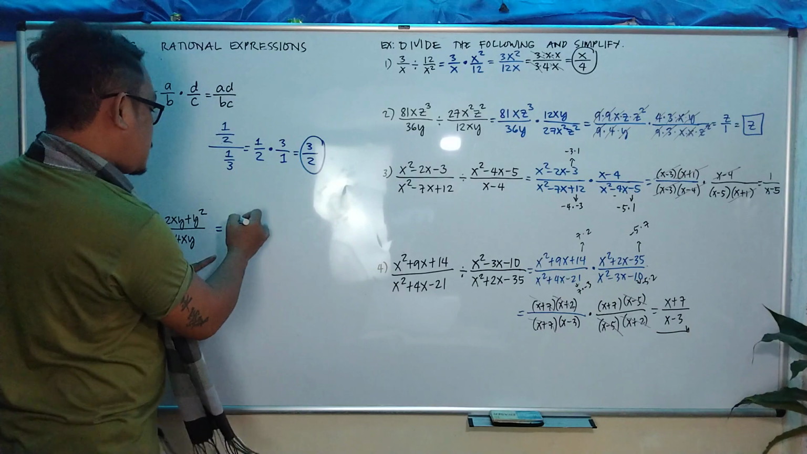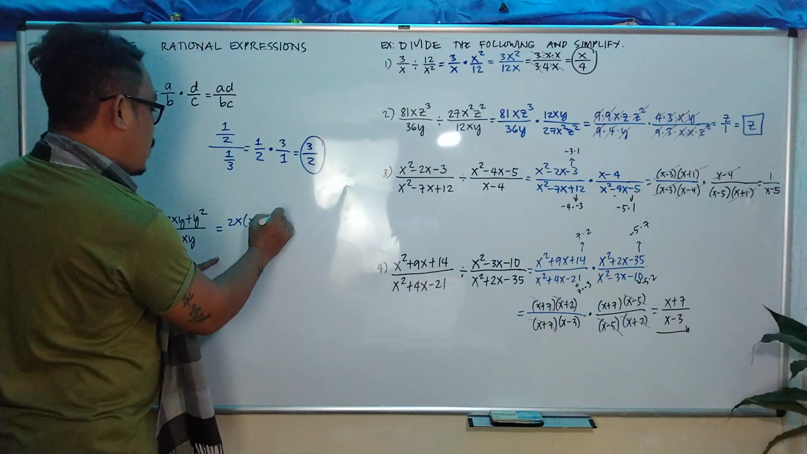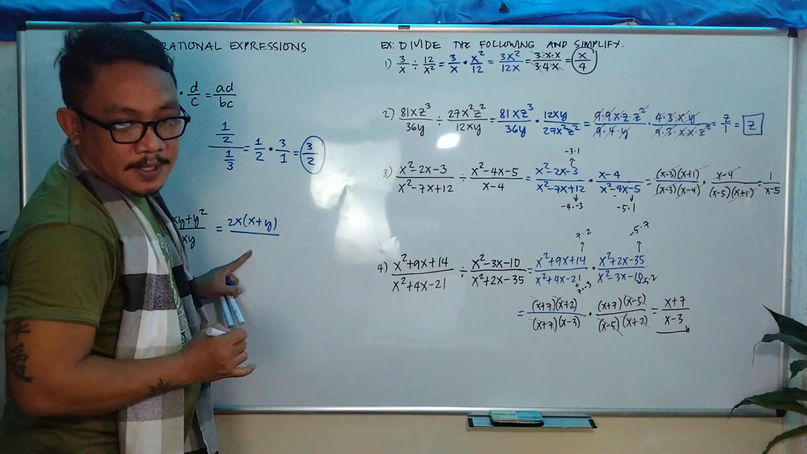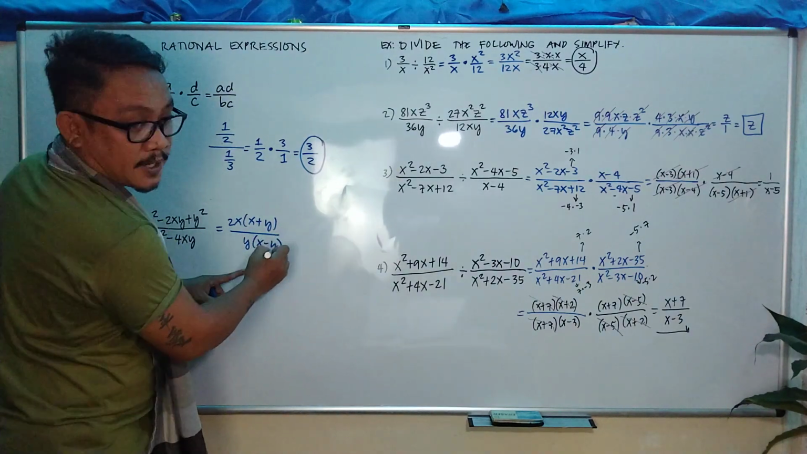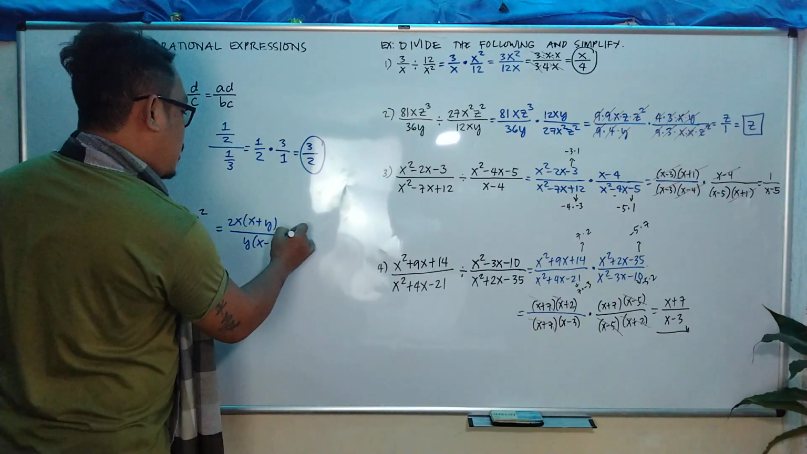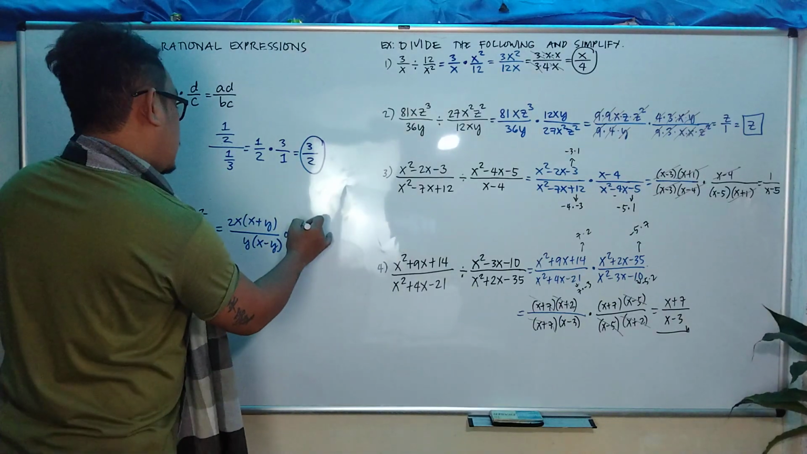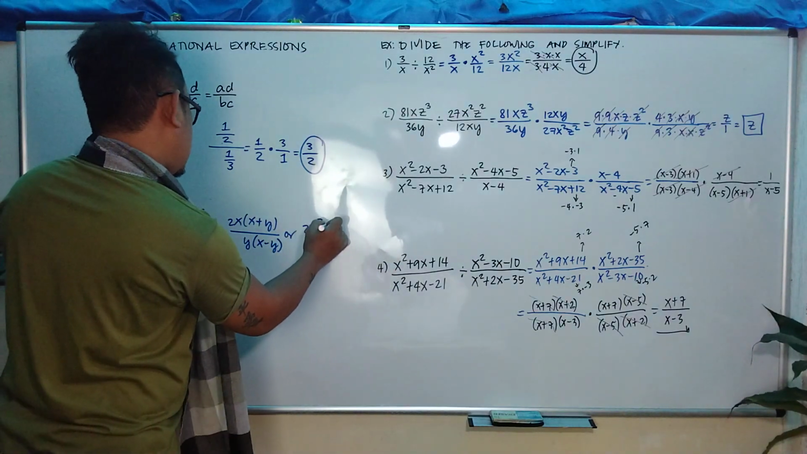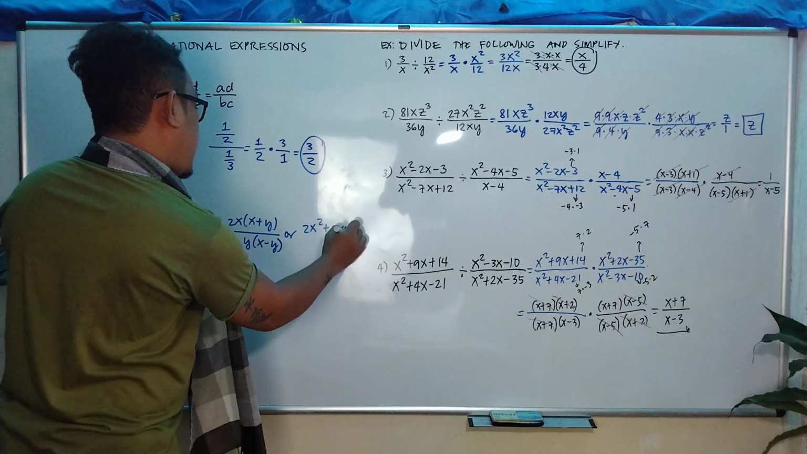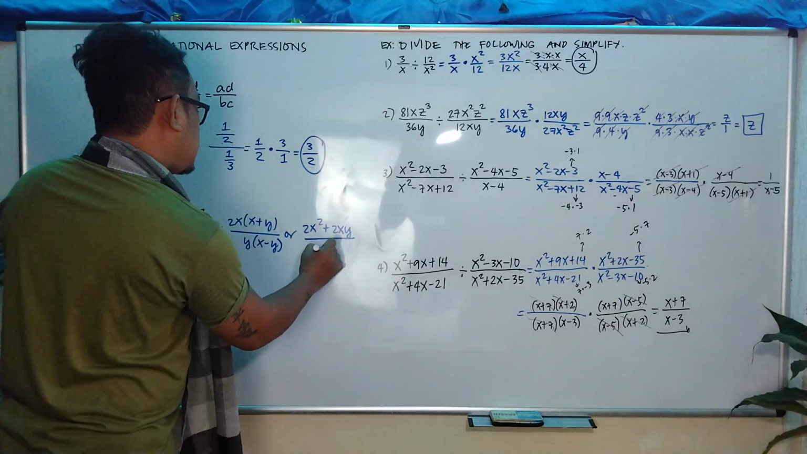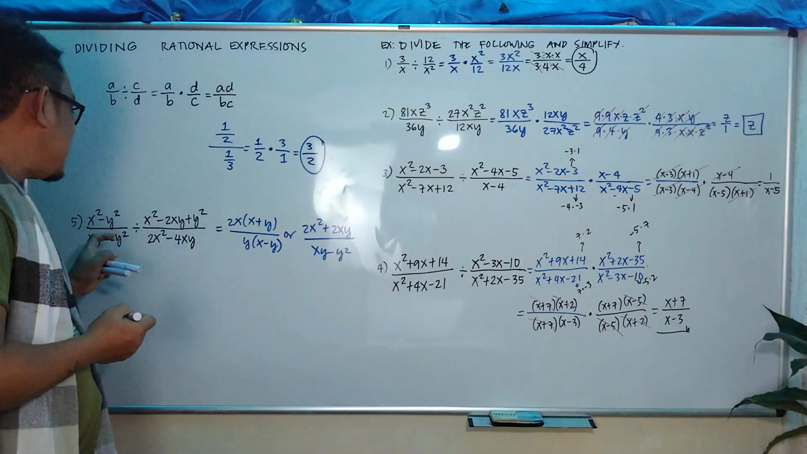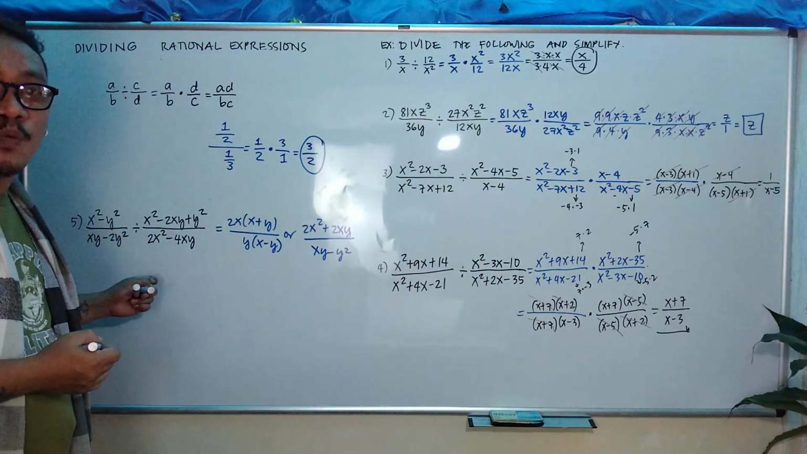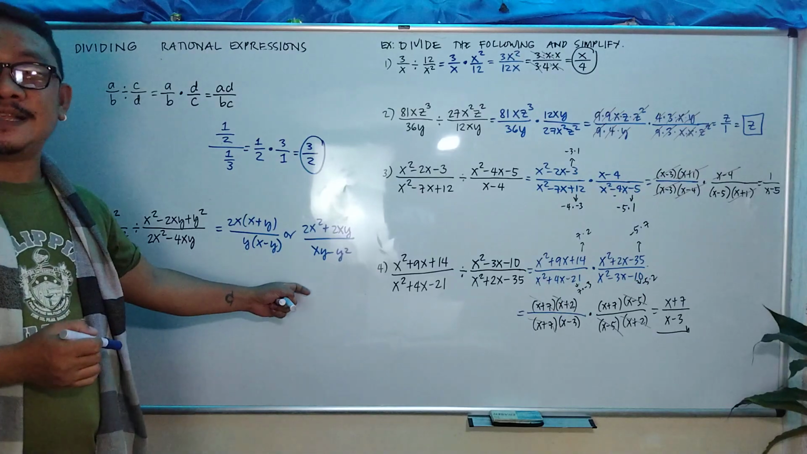2x times x plus y over y times x minus y. Okay? Or 2x squared plus 2xy over xy minus y squared. Okay, mo na siyang answer sa example number 5. Please work on this. Mo ni iyang answer.